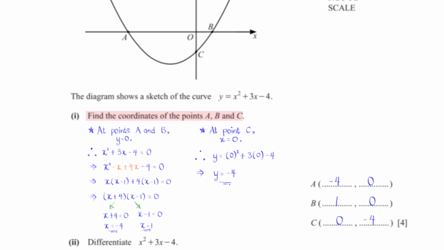A is on the negative side of the x-axis, and so the x-coordinate of A is negative 4 and the y-coordinate is 0. B is on the positive side of the x-axis, and so its x-coordinate is 1 and the y-coordinate is 0. At point C, the x-coordinate is 0. When we substitute x is equal to 0 into the equation of the curve, we have y is equal to 0 squared plus 3 times 0 minus 4. This gives us y is equal to negative 4. And so for the coordinates of C, we have 0, negative 4.